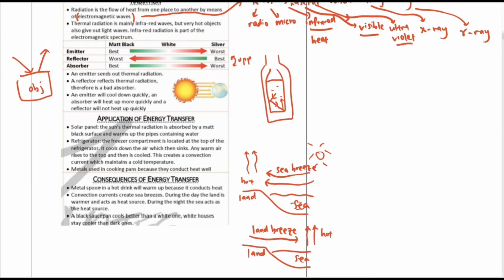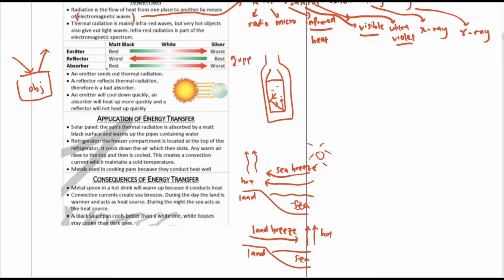Okay, now next one. A black saucepan cools better than a white one. Okay? A black saucepan, because it is the best emitter. So it releases a lot of heat quickly compared to the white one. It's also the best heat absorber.